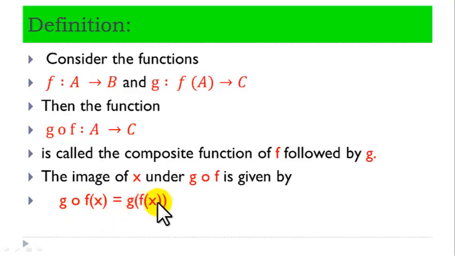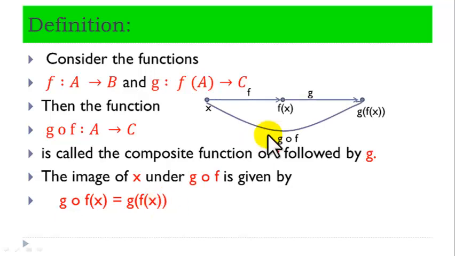Let us illustrate this with a diagram. This is a diagram illustrating the composite function of f followed by g. The image of x under f is f of x. Then the image of f of x under g is g of f of x, which is equal to the image of x under g∘f.